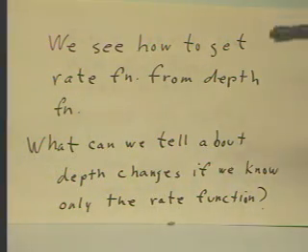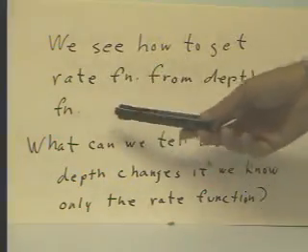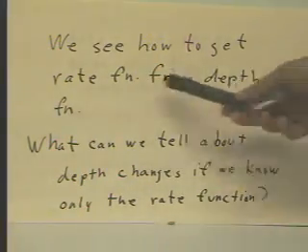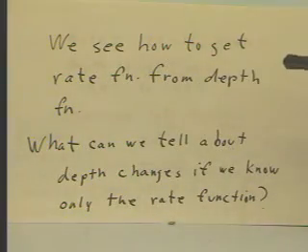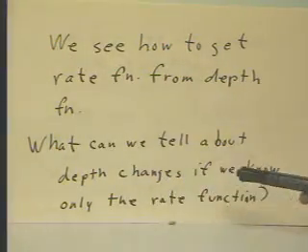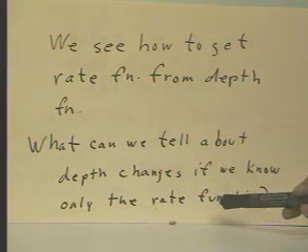We've seen how we get a rate function from a depth function. We use the derivative, and if the depth function is quadratic, we know exactly how to do that now. Let's turn the question around. What could we tell about depth changes if we know only the rate function?